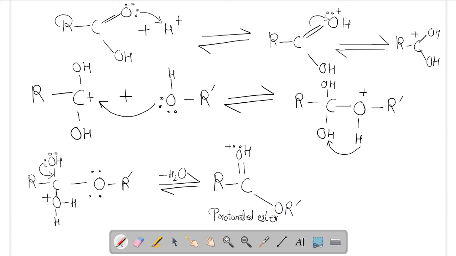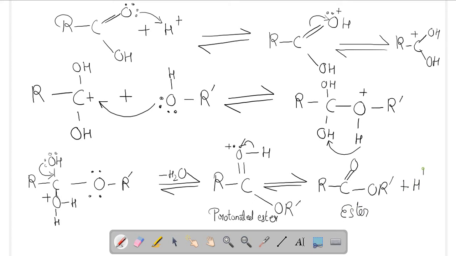Now after the rearrangement of the protonated ester, if I go in detail, the bond between oxygen and hydrogen will be shifted towards the oxygen, this lone pair of electrons will be shifted towards the oxygen, and the formation of RC double bond O with OR dash will take place, that is the ester. And here again the H plus ion is released, which will initiate the next molecule of the carboxylic acid. So hence with this the reaction will take place continuously.